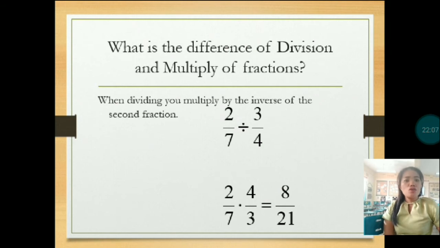Then proceed to multiplication. That is why we have 2 over 7 times 4 over 3 is equal to, you multiply both numerators, 2 times 4, you have 8, and 7 times 3, you have 21. So it's very simple. Just get the reciprocal of the divisor and then proceed to multiplication. Okay, let's proceed.